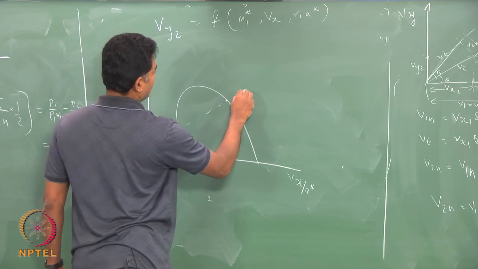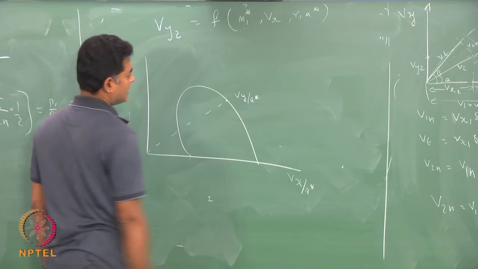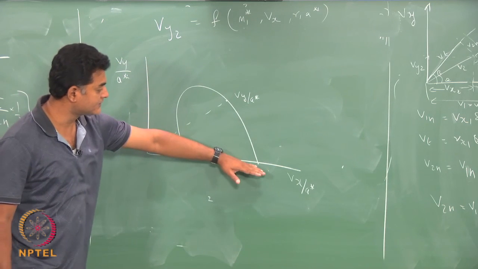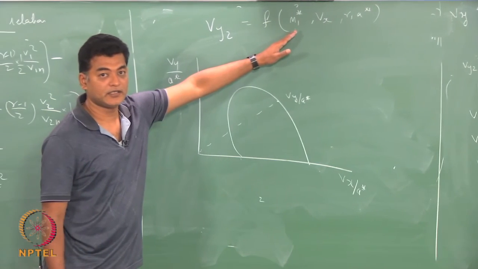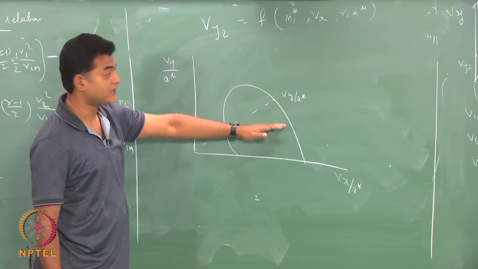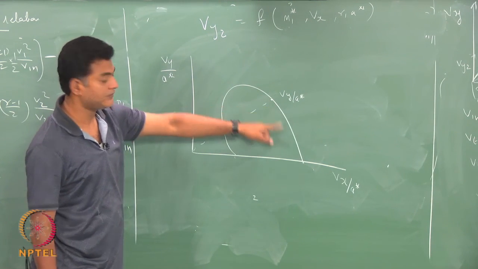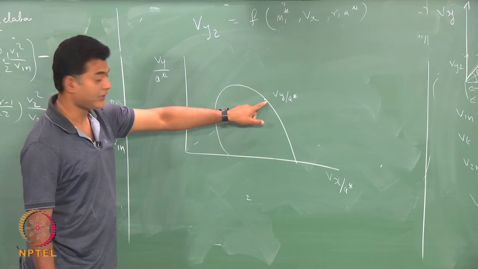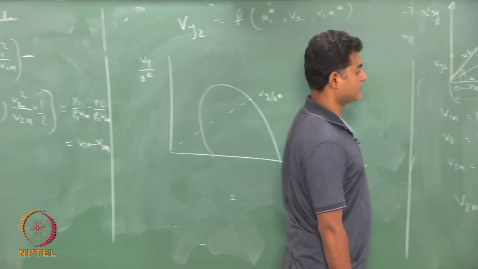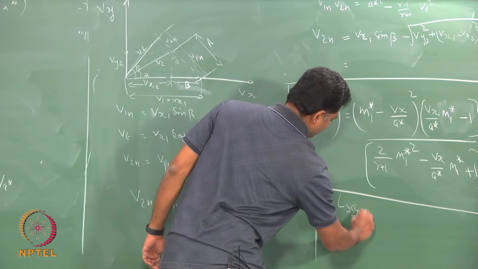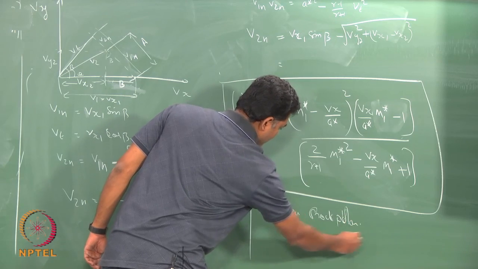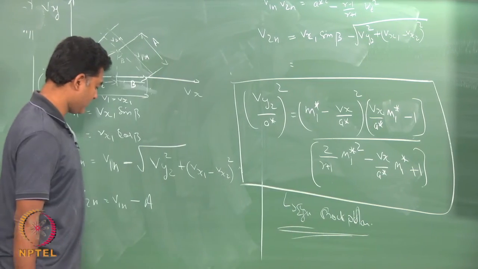So, this point somewhere here is my Vy by A star. So, if I change for a given Vx, keep changing my M1, or for given M1 change these theta values, I would get the point here, which is the locus, which is what is given by this equation. Okay. So, this is your equation to your shock polar.